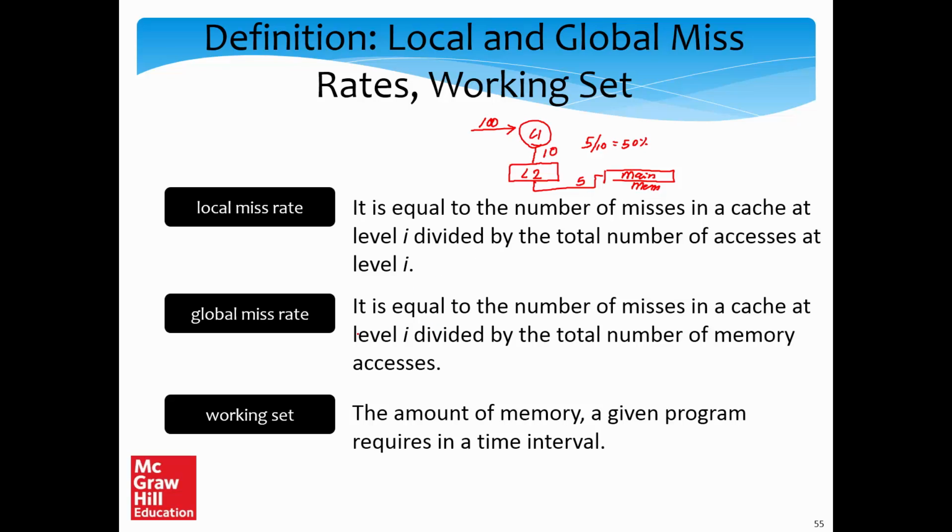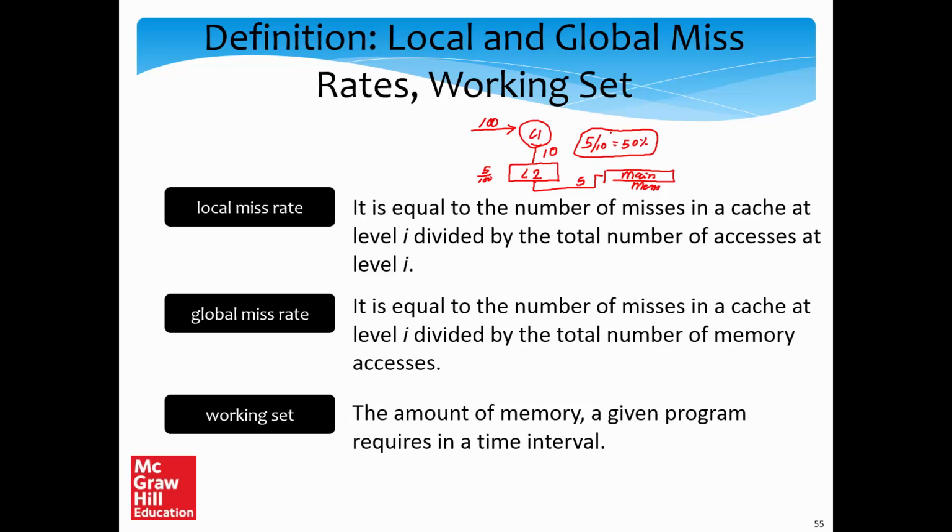In comparison, we can define the global miss rate. It is equal to the number of misses in a cache at level i divided by the total number of memory accesses. So the global miss rate for the L2 cache will be 5 divided by 100. What is typically of more importance is the local miss rate, which is 5 divided by 10, or 50%, and that's what we have been using in all our formulae. But it's still important to know the term global miss rate, which is the misses at a certain level divided by the total number of memory accesses.